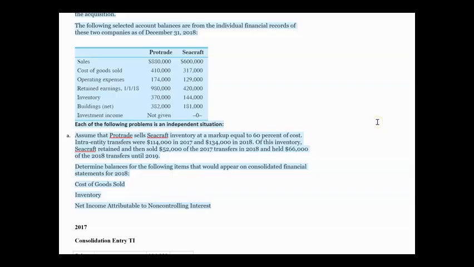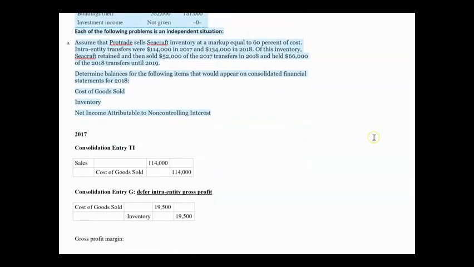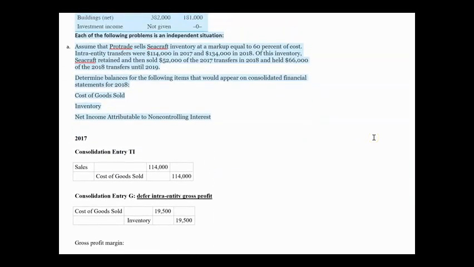That is three accounts: cost of goods sold, inventory, and net income attributable to the noncontrolling interest. Normally, it's easier to solve this question by preparing the consolidated entries. We use those entries as adjustments so that we can get the final results. For this question, two periods are involved: one is 2017, the other is 2018.